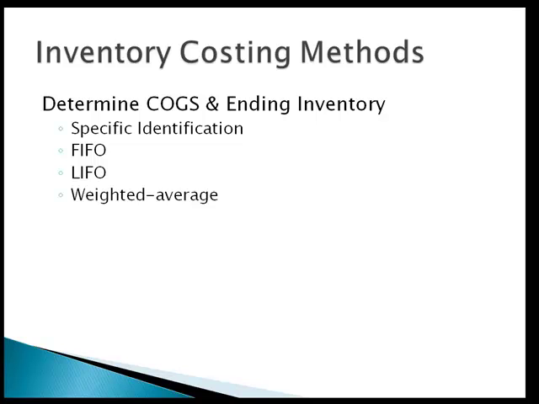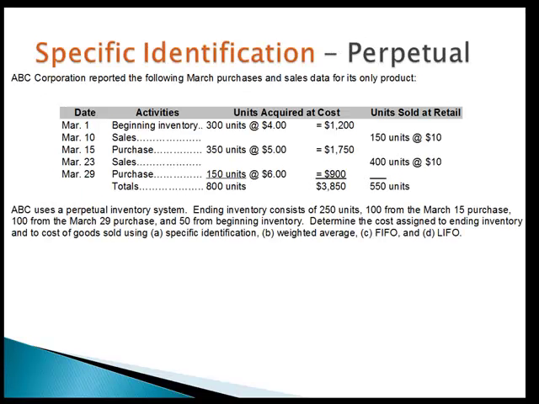All right, so we're going to work through some problems here where we determine not only cost of goods sold, so what got sold, but we also determine ending inventory for these 4 methods. So here's a problem. ABC Corporation reported the following March purchases and sales data for its only product. ABC uses a perpetual inventory system. Ending balances consist of 250 units. 100 came from the March 15th purchase, 100 from the March 29th purchase, and 50 from beginning inventory. Determine the cost assigned to ending inventory and cost of goods sold using A, the specific identification, B, the weighted average, C, FIFO, and D, LIFO.